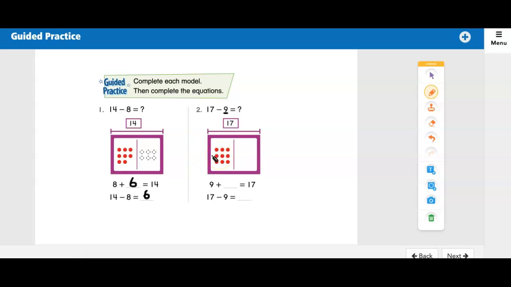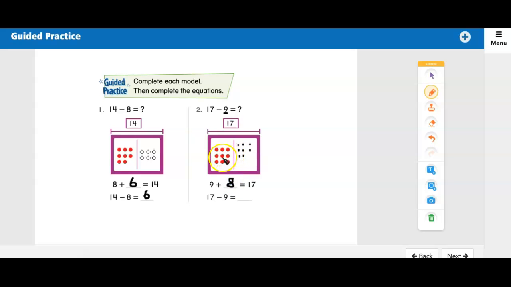Let's count on until we reach 17. We have 9, so we can count on 10, 11, 12, 13, 14, 15, 16, 17. So we knew our part of 9 and then we counted on until we got to 17. So we counted on 1, 2, 3, 4, 5, 6, 7, 8. So our missing part was the number 8.